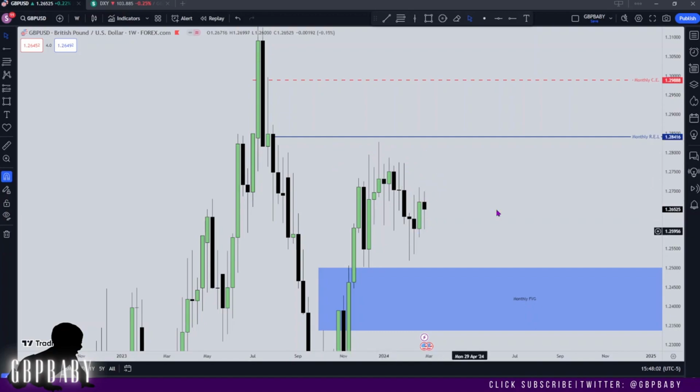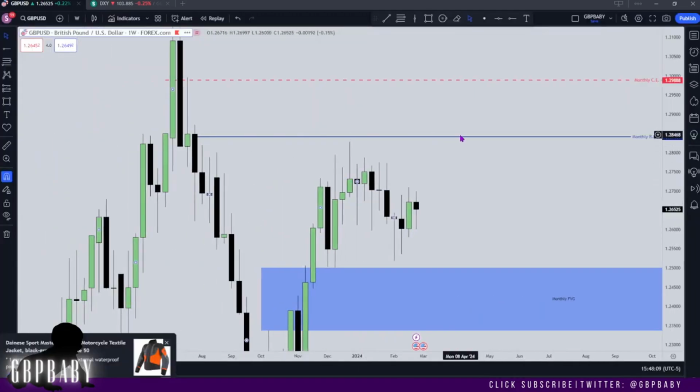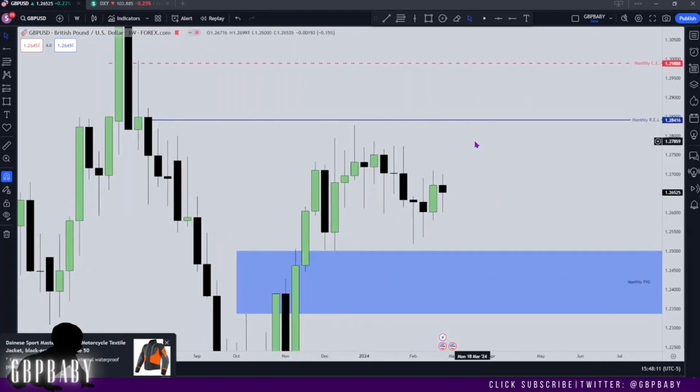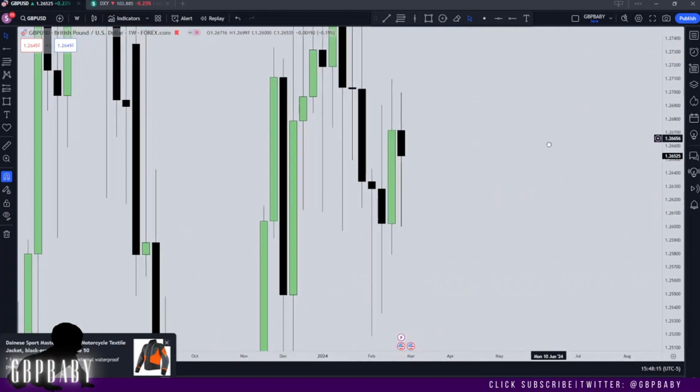Now, the GBP is very ugly. Since December, it's been very ugly. You can see it's not very clean. We obviously have those buy stops on the monthly above these highs. Whether price will reach up there is another question. But yeah, let's just try and see what we can do.